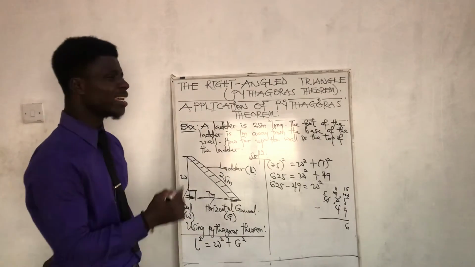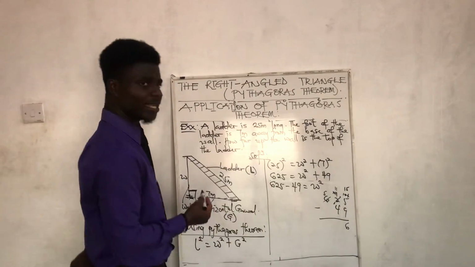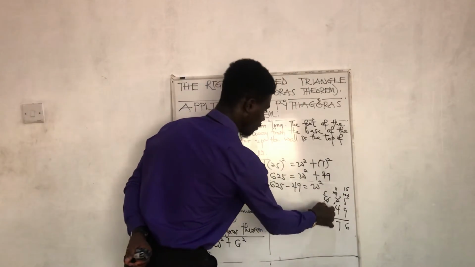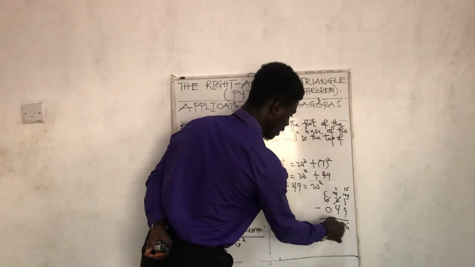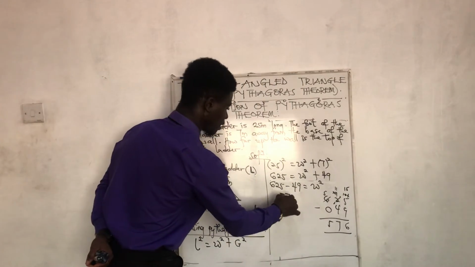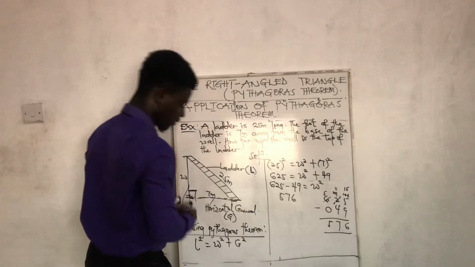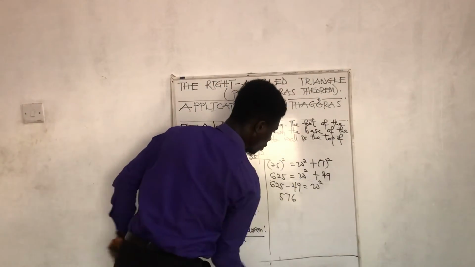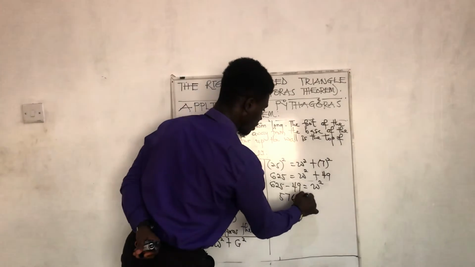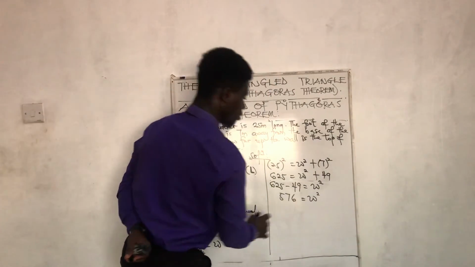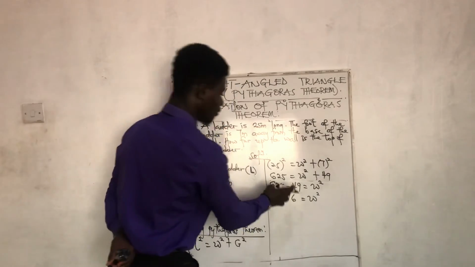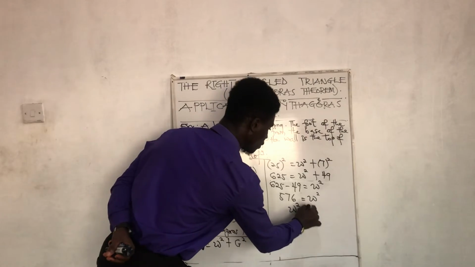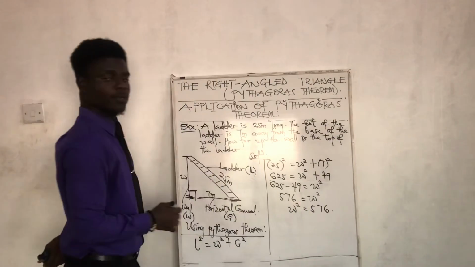4 from 11 is 7, right? Then 5, here is 0, so 5 minus 0 is 5. So the answer is 576. Equals W squared. So now you know that 576 equals W squared, which is the same thing as W squared equals 576.